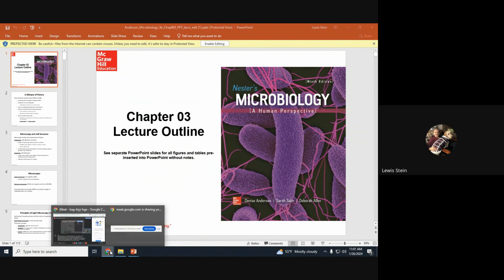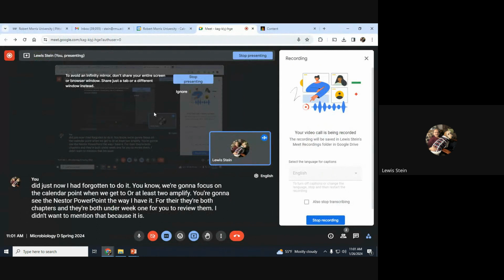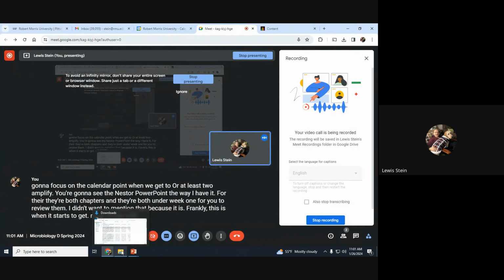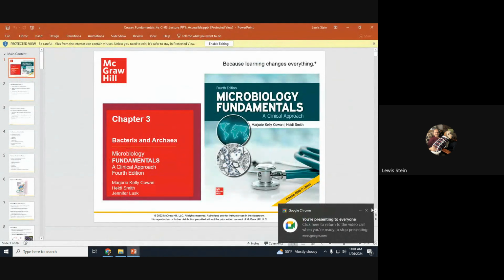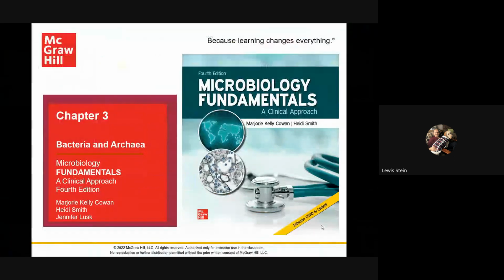But I did want to mention that to you because, frankly, this is when it starts to get interesting. Most of this was background information and some organizational materials. Now we're finally getting into the real material of bacterial anatomy, and this is where there's a certain degree of complexity. There's a lot of focus points, none more than gram-positive and gram-negative, and we may very well get to that, or at least introduce it in the time that we have today. So let us begin.